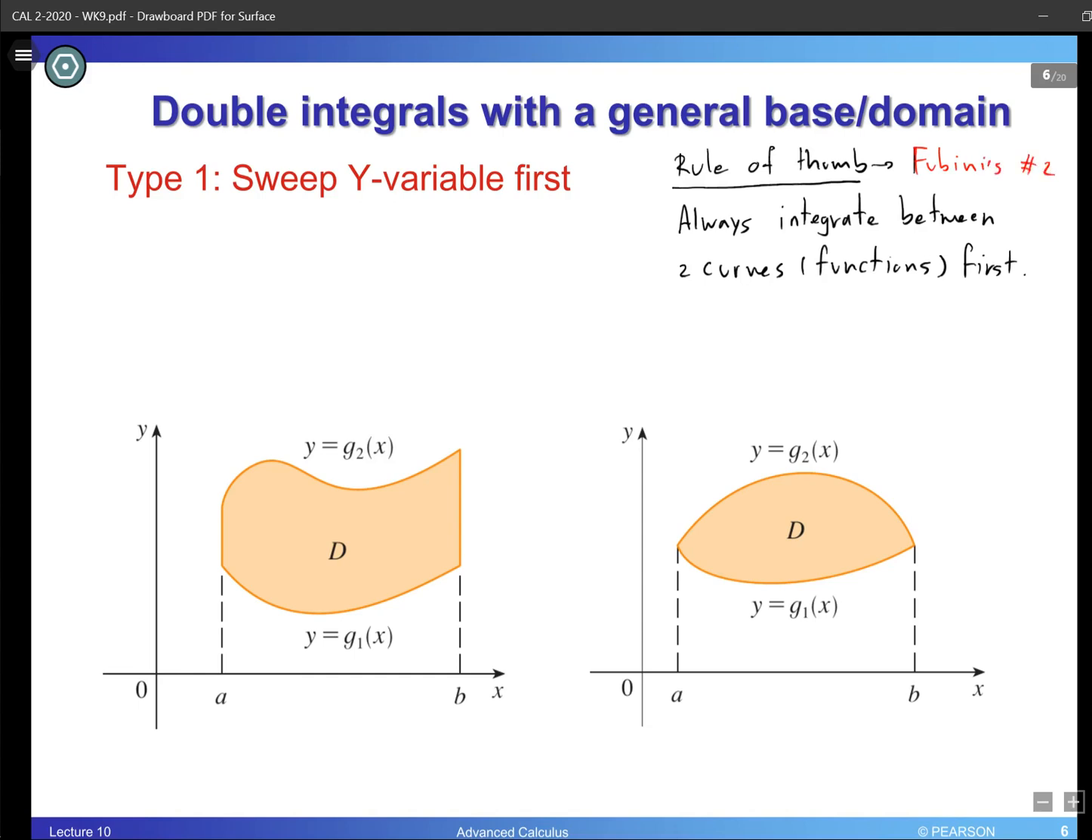So this is one rule that you need to keep in mind and apply to both types of the general domain, whether it's type 1 or type 2. So we are supposed to integrate between two curves. Well, how do we know if it's going to be between the lower and the upper curves or between the left and the right curves? In order to determine that, we always need to see the shape of the integration domain R. So let's apply this rule to some examples right here.